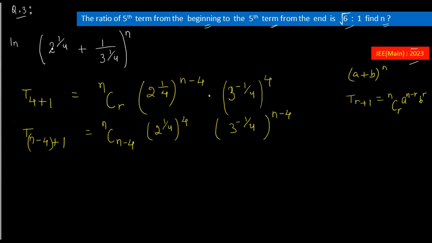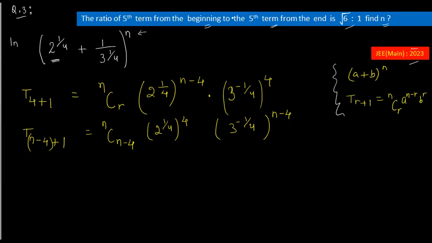The binomial expansion is (2^(1/4) + 1/3^(1/4))^n. Please remember, in a binomial expansion of (a + b)^n, our general term, the (r+1)th term, is equal to nCr into a^(n-r) into b^r. Here, a is 2^(1/4) and b is 1/3^(1/4), and the exponent is n.